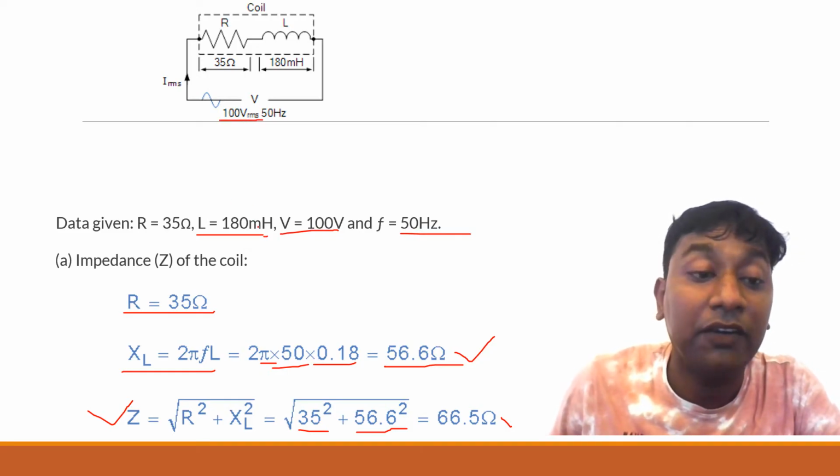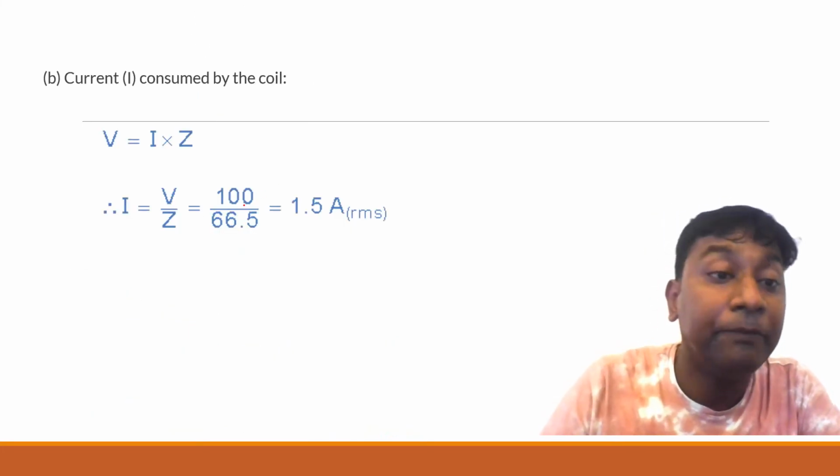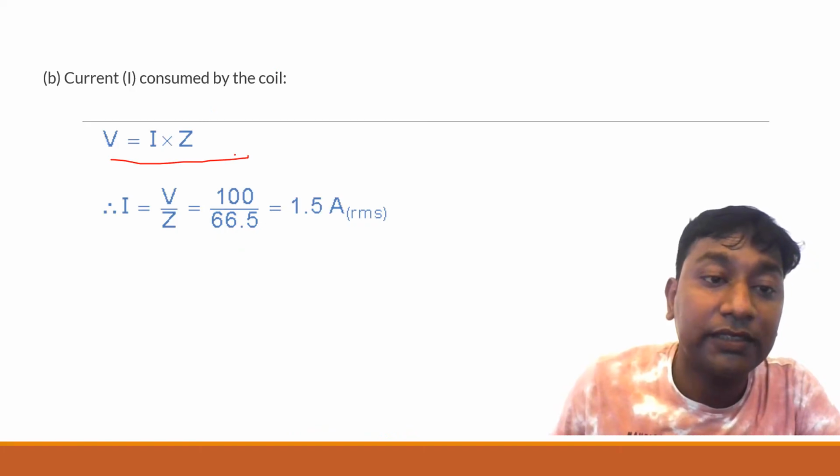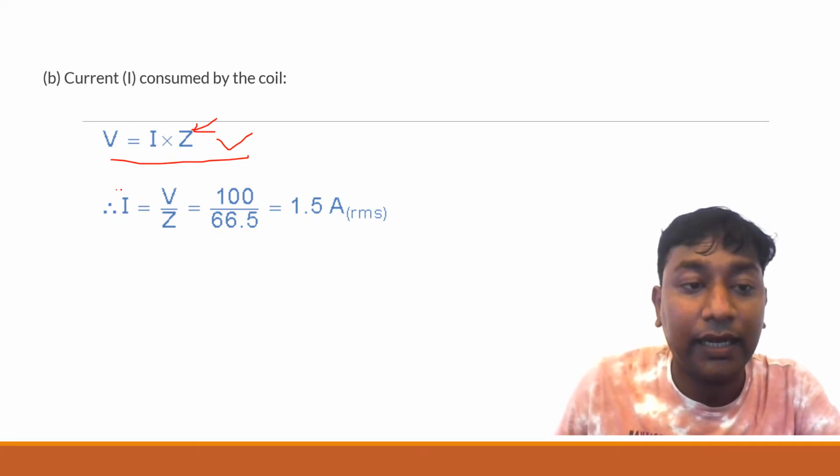Now we should find out the value of current. Current is very easy because we know V equals I into Z. What is the V value? V equals I into Z. So Z we know, Z is the impedance. Just now we calculated the impedance value. So we can find out the current value.